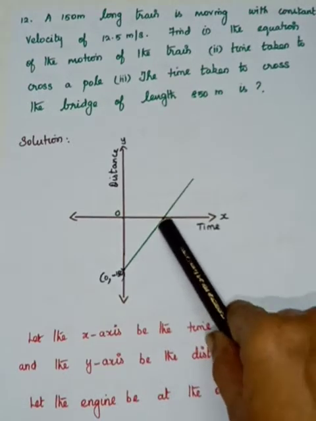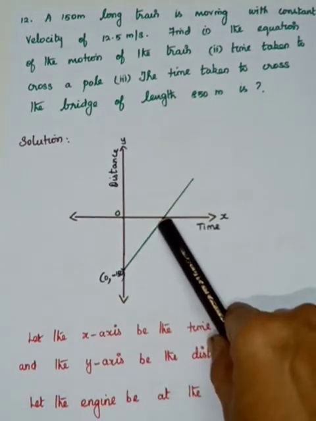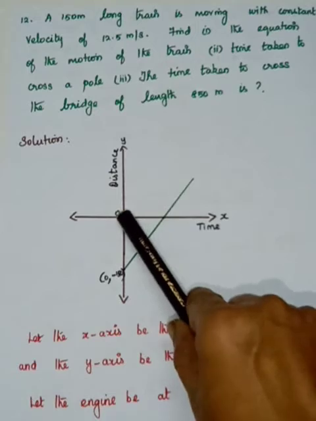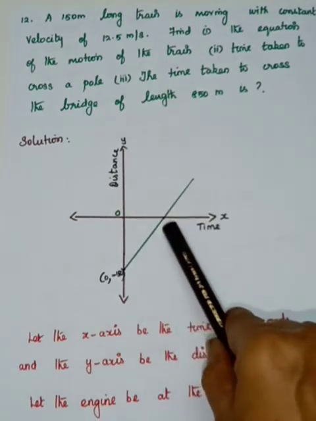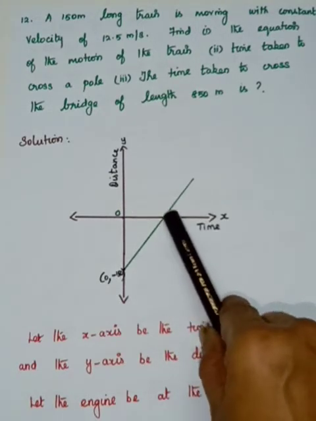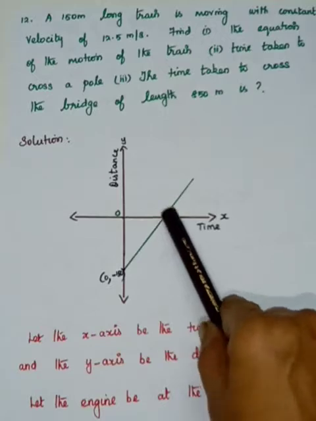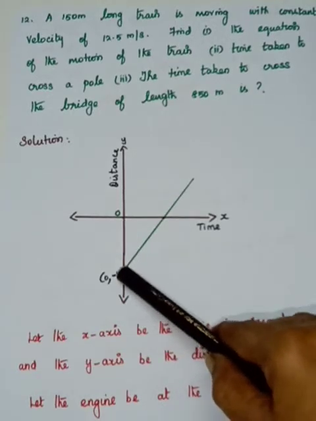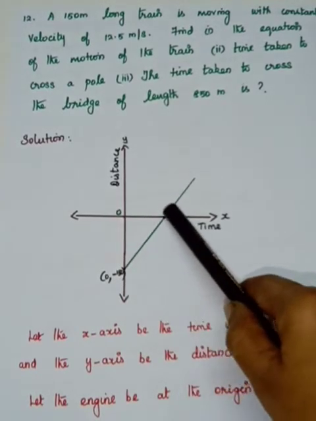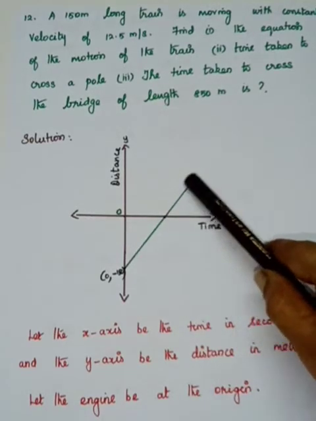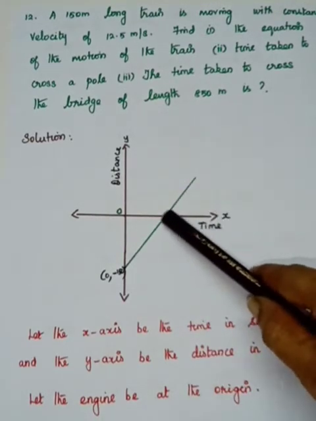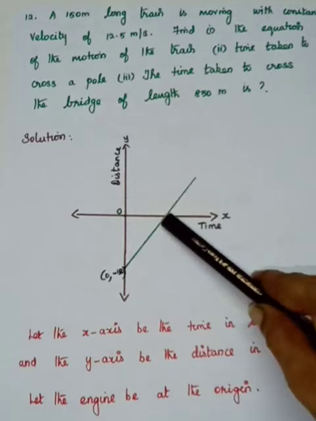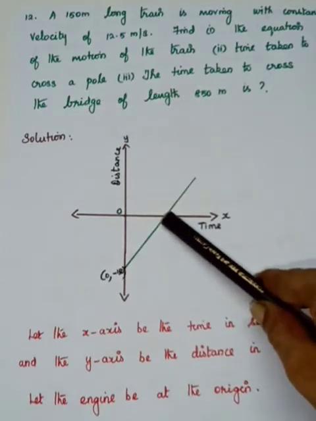Okay, at this point what will happen? It's a point. Suppose you mark this distance as a, means this point is a comma 0, isn't it? So at this point your y is equal to 0. So starting from here, if it crosses the pole, it means the train crosses the pole. So here at the pole the y-intercept is 0.